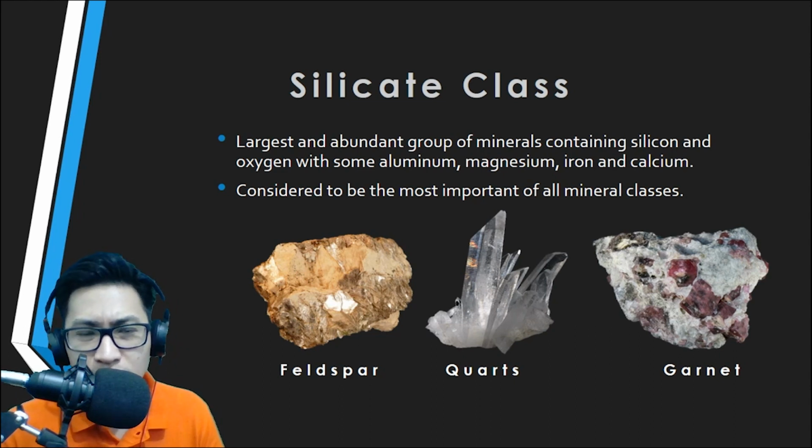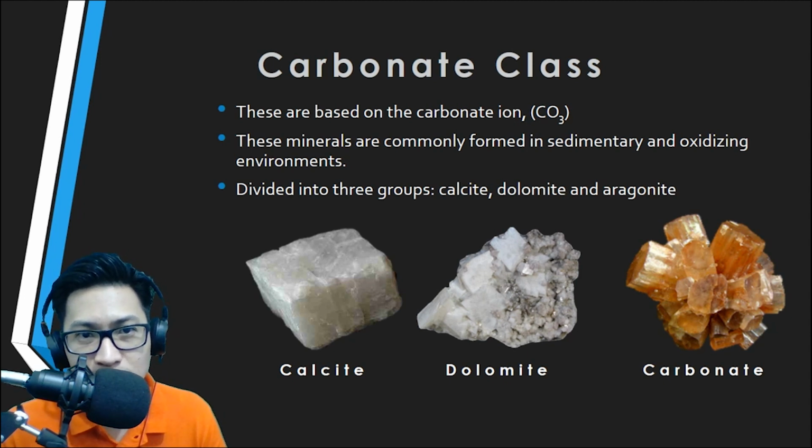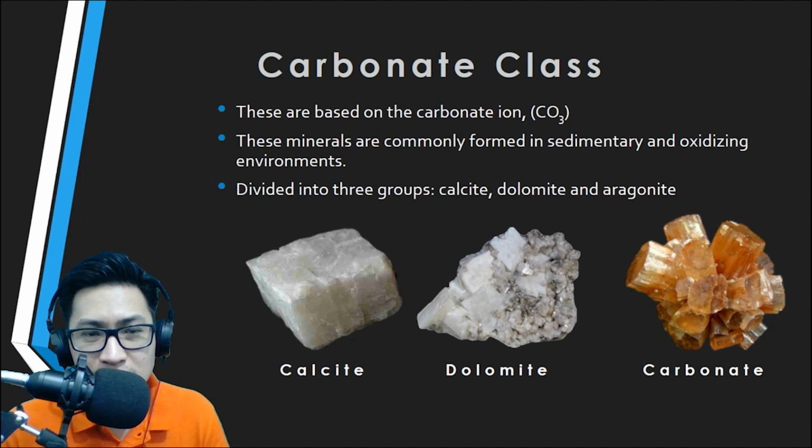Now let's move on to the non-silicate class. The first one is the carbonate class. These are based on the carbonate ion CO3. So take note of this. Meron siyang O3, no? It has oxygen atoms. However, we cannot consider it as a silicate class because wala siyang silicon. These minerals are commonly formed in sedimentary and oxidizing environments. They are also divided into 3 groups. We have the calcite, the dolomite, and the aragonite.